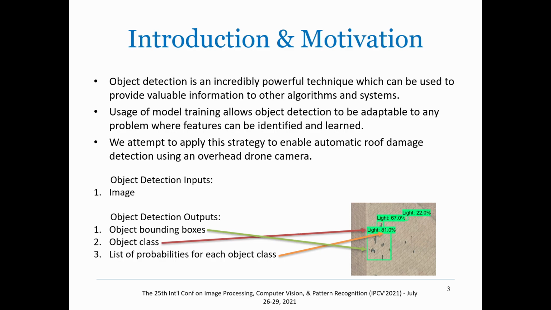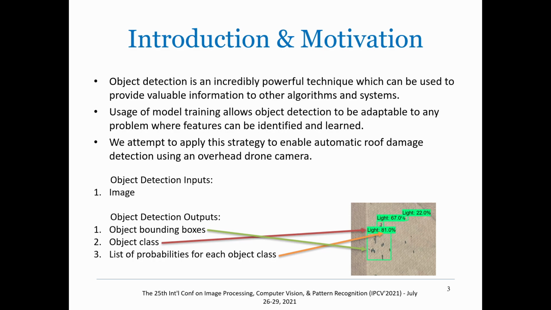Okay, so this study is all about object detection. And what is object detection? It's essentially a method for localizing objects within an image. So we're going to input an image into an object detection model, and we're going to get out a few things. We're going to get a list of bounding boxes, which tell us where the object is within the image frame. For each box, we're going to get a predicted class, and we're also going to get a list of probabilities that that object is each possible class.